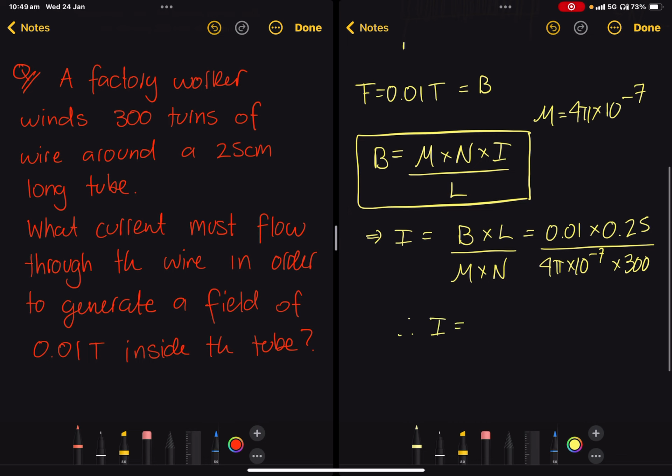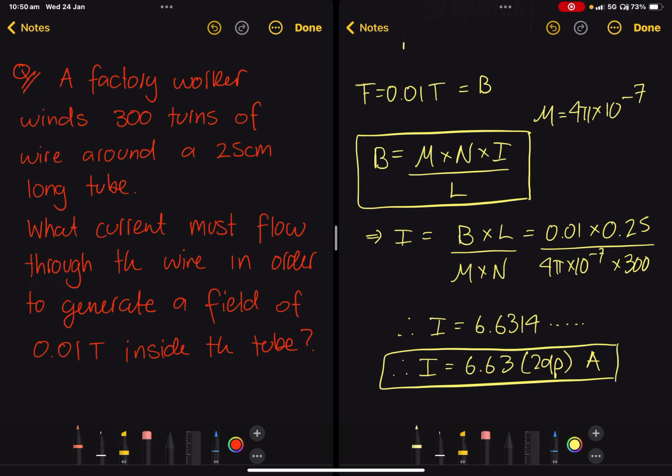So if we plug this all into our calculator, we're going to get 0.01 times 0.25 divided by 4 times pi times 10 to the power of minus 7 multiplied by 300. And this gives me 6.6314 and so on. So therefore the current through the wire has to be about 6.63 amps to two decimal places. And so this is the answer.